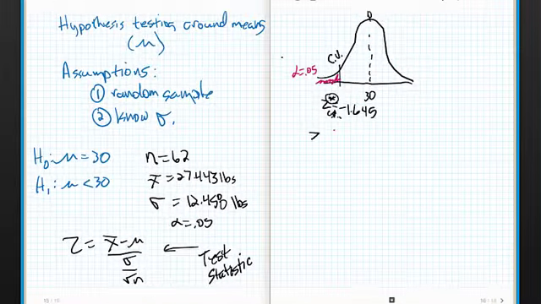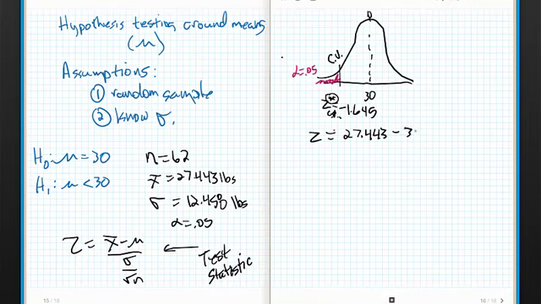Okay, so Z equals X bar, which is 27.443, minus mu, which is 30, divided by, let's see how much of this I can do in my head. Not at all. 12.458 divided by the square root of 62. Now, you have to be real careful when you're doing this in your calculator. There's nothing more of a bummer than having a perfect conceptual understanding of what's going on and then having some computational error pop up.